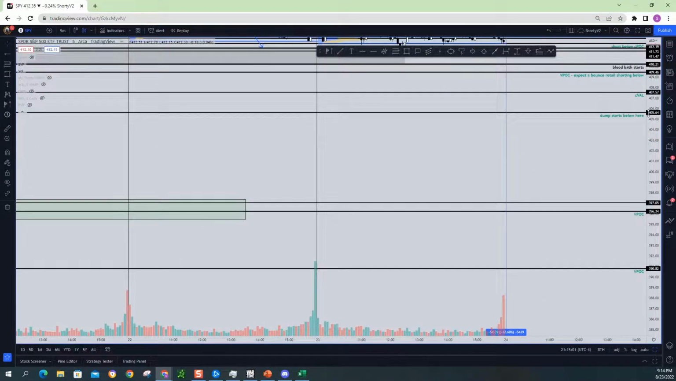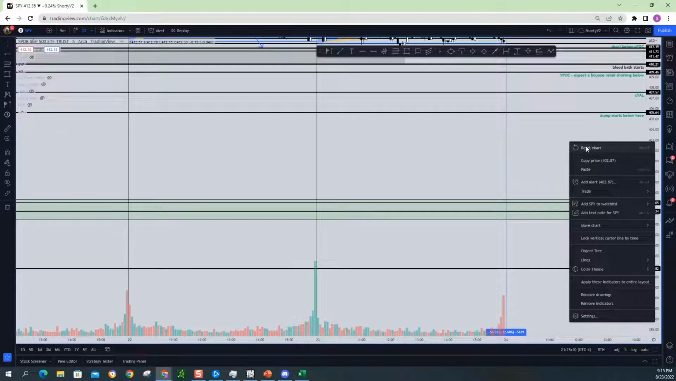And here, I mean, below 405, most likely we're going to revisit this 397 area. Of course, keep in mind 400 just because of the even numbers. Okay.